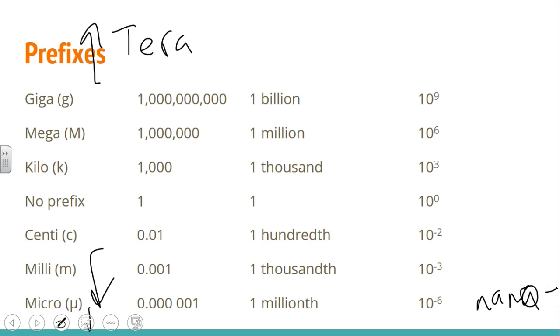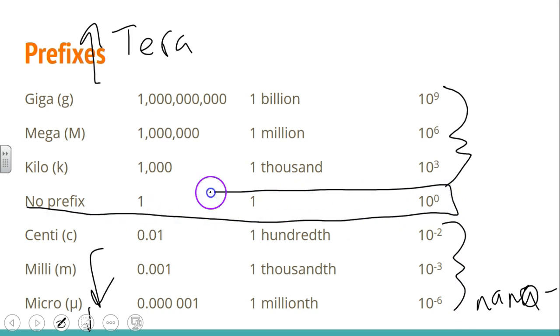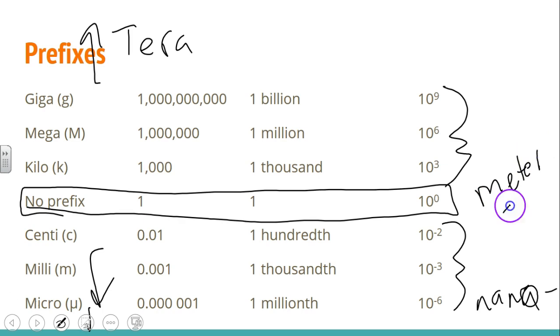But these are the 6 most common that I wanted you to have in your head and be able to refer back to. Now, I did put in here no prefix, because that is an important placeholder when we get into doing conversions. This would be something like a meter or a gram. When they don't have any prefix, it just means 1.